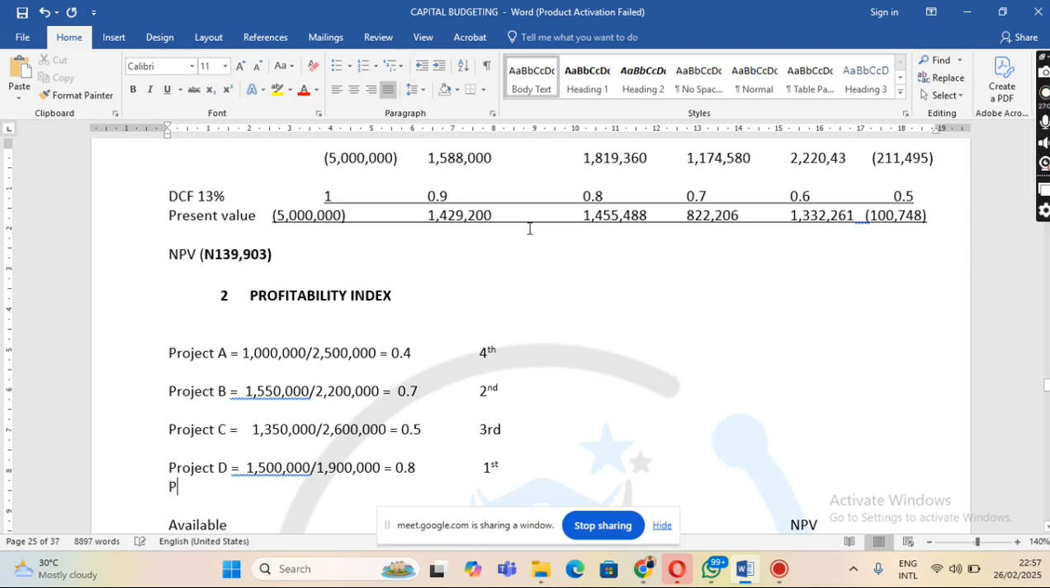So if you say project E, that means it's at break-even point. So this is 0, right? The NPV will be 0. Is that also 0 divided by, what is the initial outlay, class? The initial outlay is 5 million, right? What do you have, class? Zero. Now I want to see how we will execute this project. This is ranking 5th.